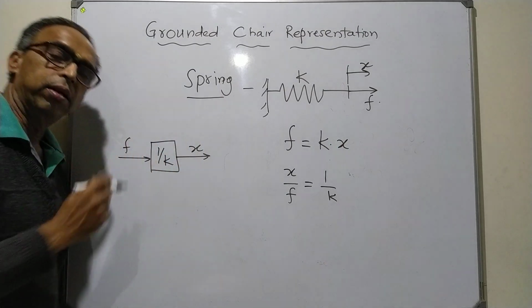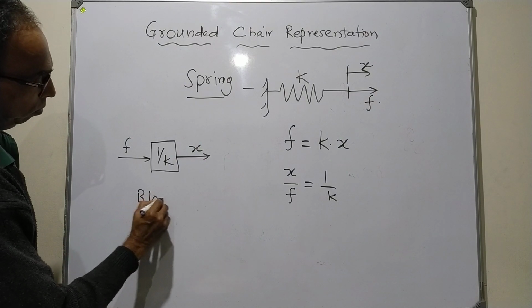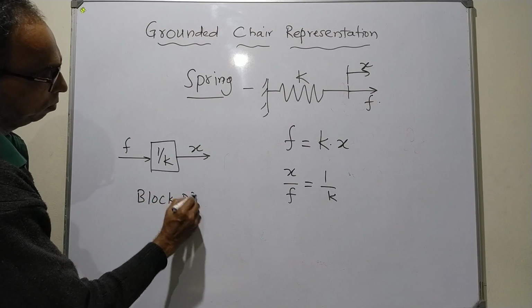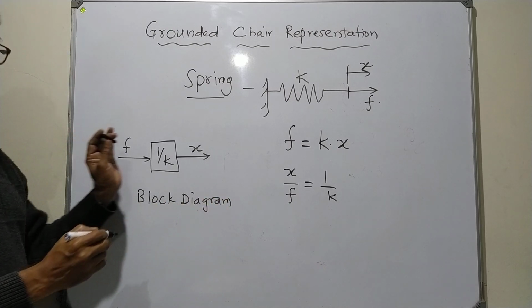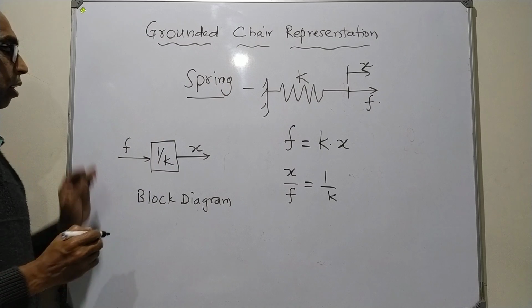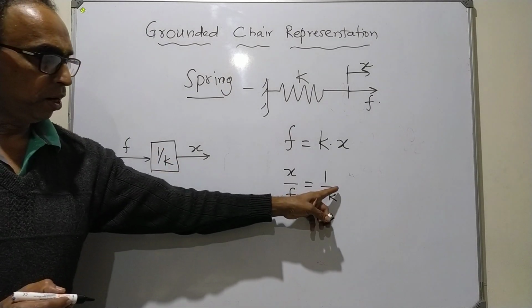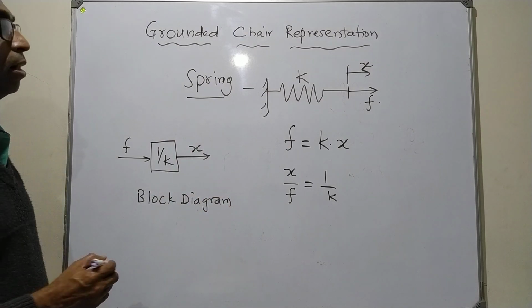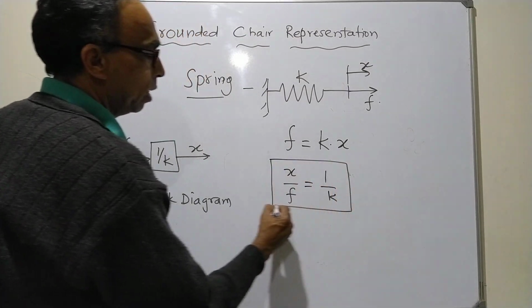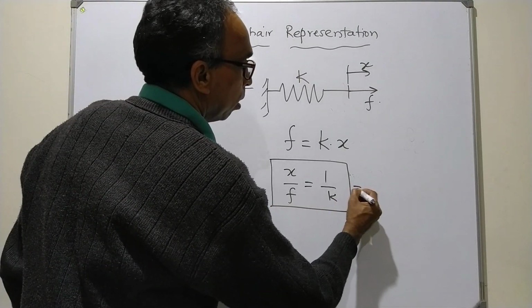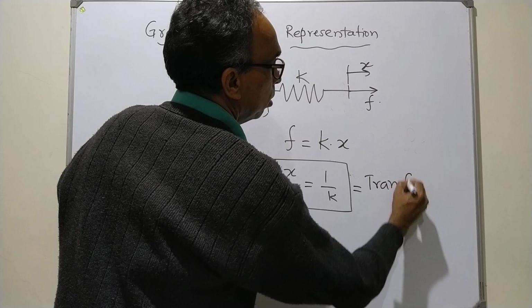So within this block diagram representation, I read from left to right. F into 1 by K is equal to X. And this was output by input. We had called it as transfer function.